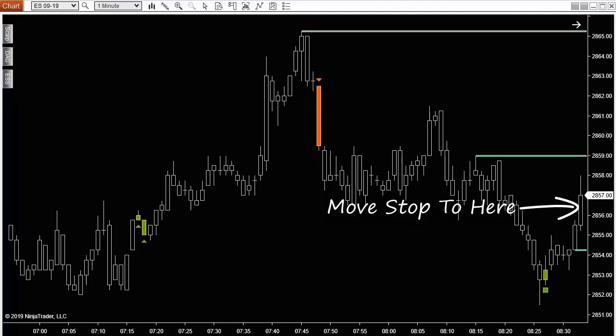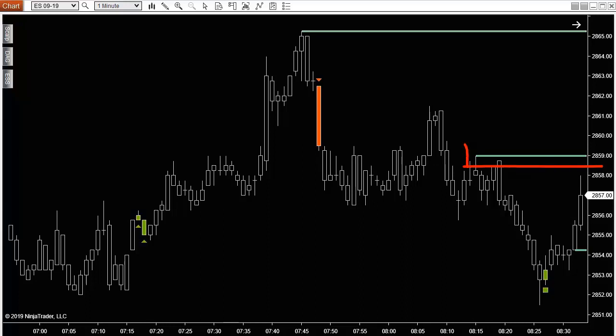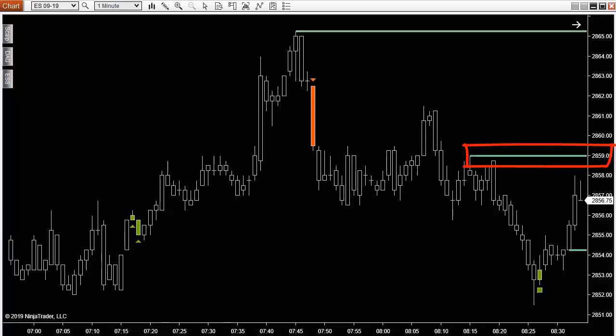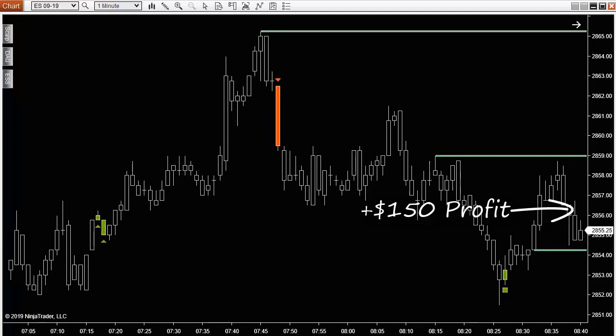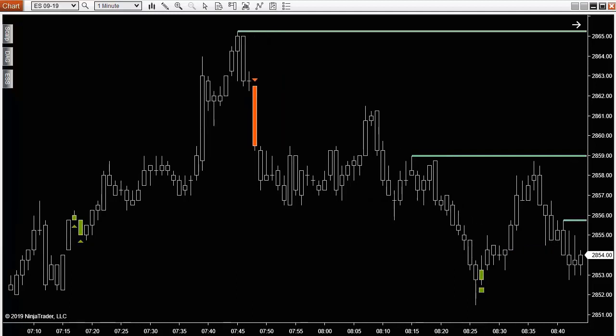So in case we get stopped out, we can make a nice profit, but also have the opportunity to hit the next auction grid level that you see here. So let's go ahead and see how this plays out. Okay, so we don't quite hit the level, but we make about $150 on this one here. So let's go ahead and see if we can find another opportunity.